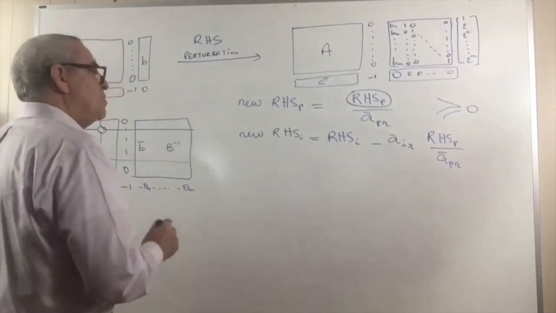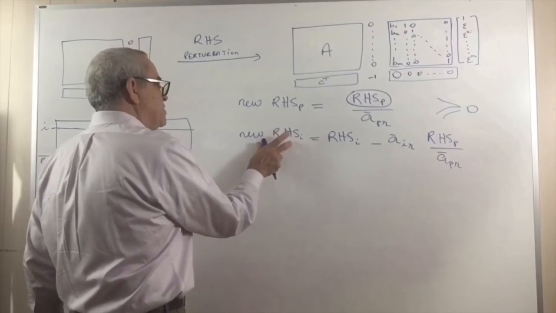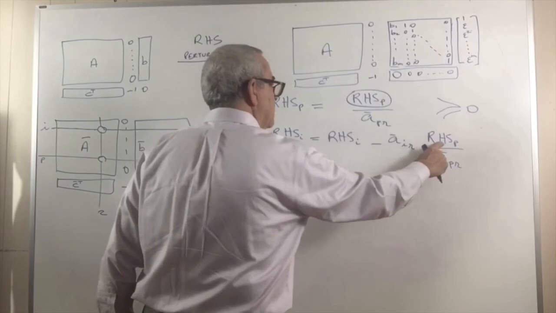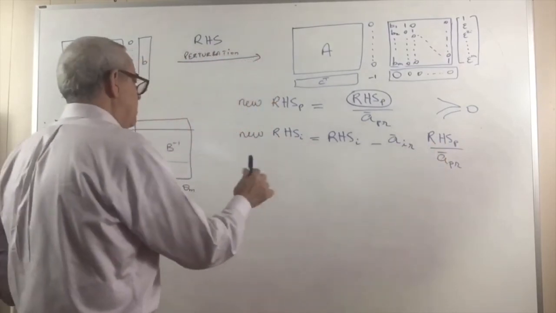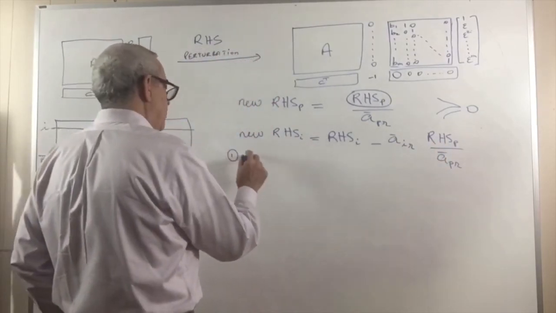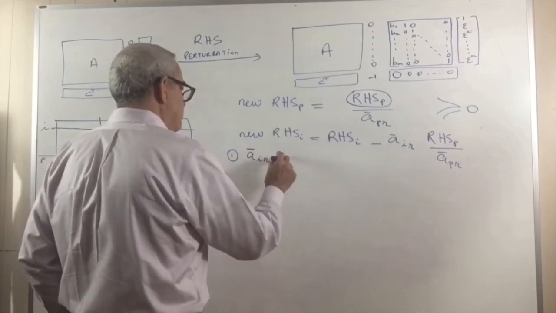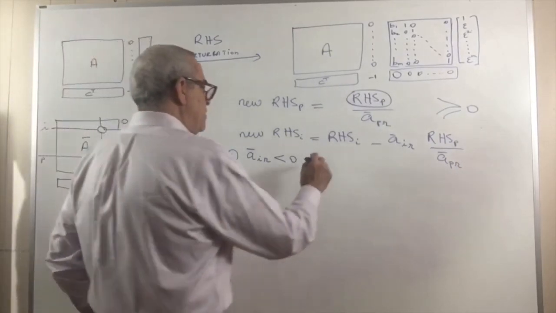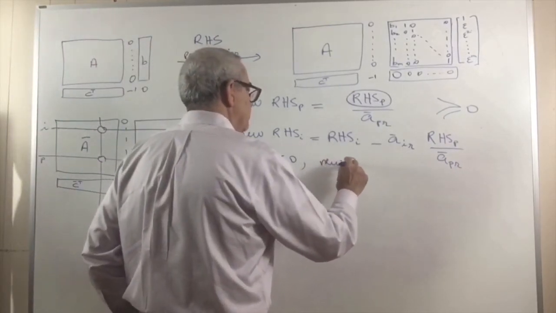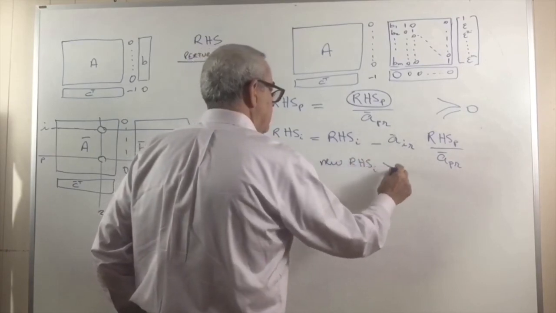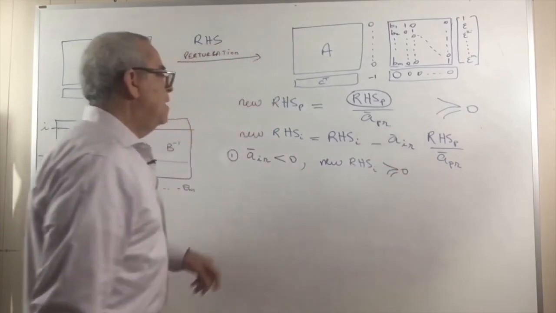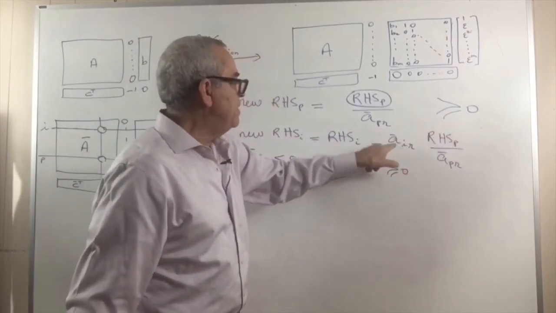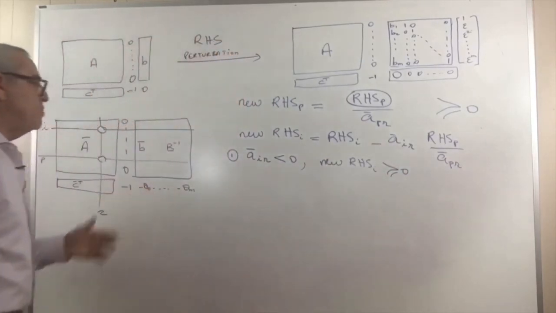So how can we guarantee that this is lexicographically non-negative, given that the old right-hand sides are lexicographically non-negative? Well, there are two cases. One, if A bar of IR is negative, then it's obvious that the new right-hand side of I is lexicographically greater or equal to 0. Because this is lexicographically positive, and this is negative times negative, that's plus. So there's no problem with that.